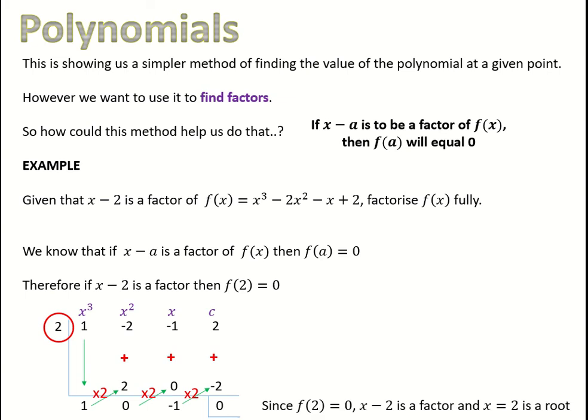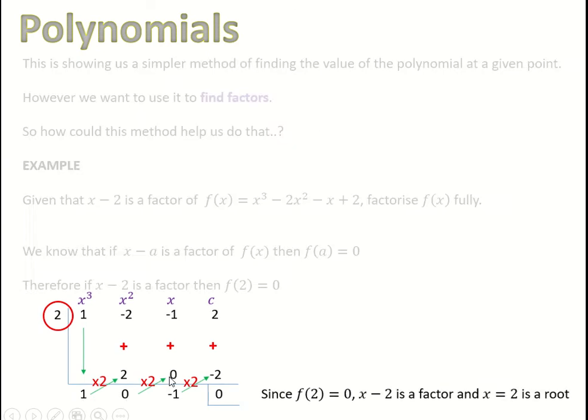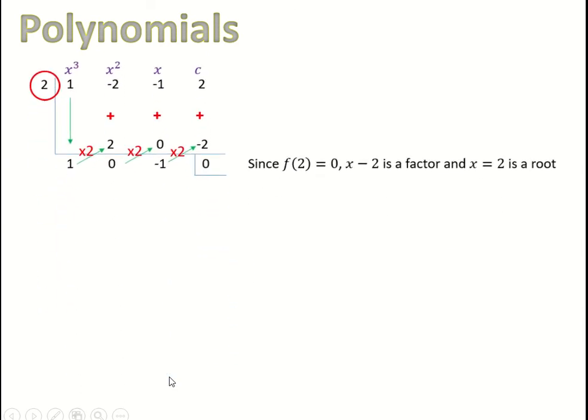So what this tells us is that since f of 2 equals 0, so what we've done, that's this process here, we've found f of 2, and we've worked out that it equals 0, it tells us that x minus 2 is a factor, and therefore x equal to 2 is a root, okay? Right. The next stage is to factorize it fully. So that was the second part of the question, is to actually take it and factorize it fully.